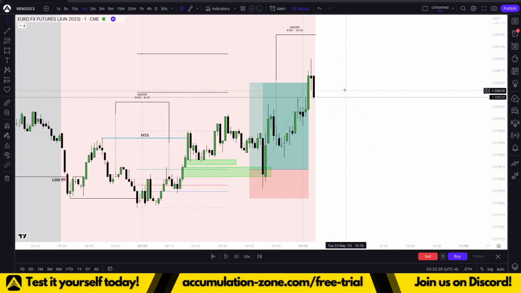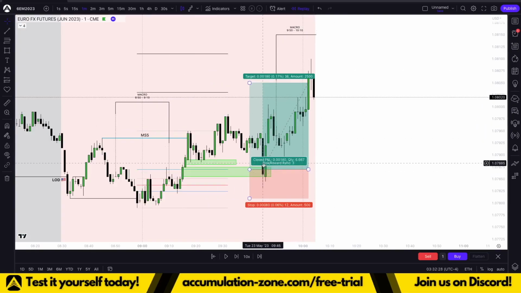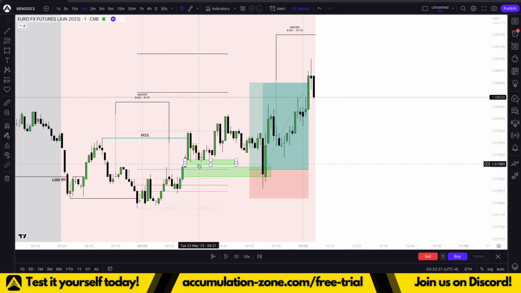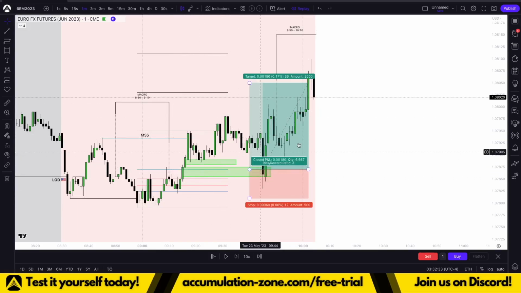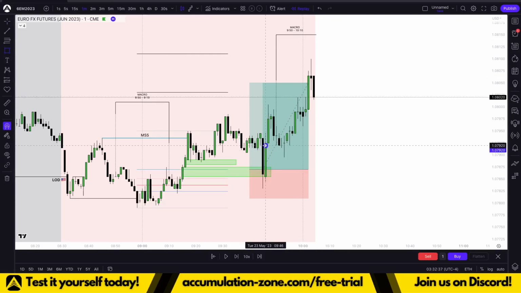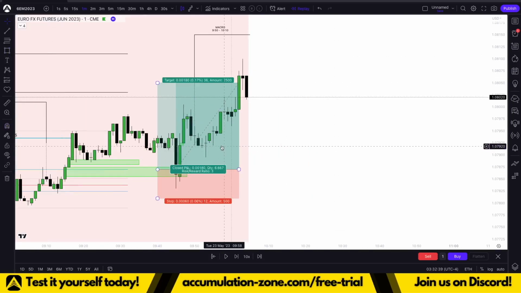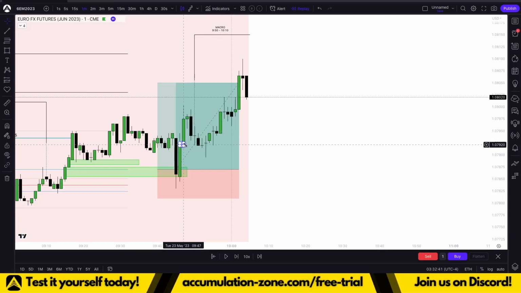Very simple. Also inside of a macro, we took out pretty much just the sell side for early longs, taking them out. We had a little volume imbalance here. That's just nice to see on the Euro FX futures chart.